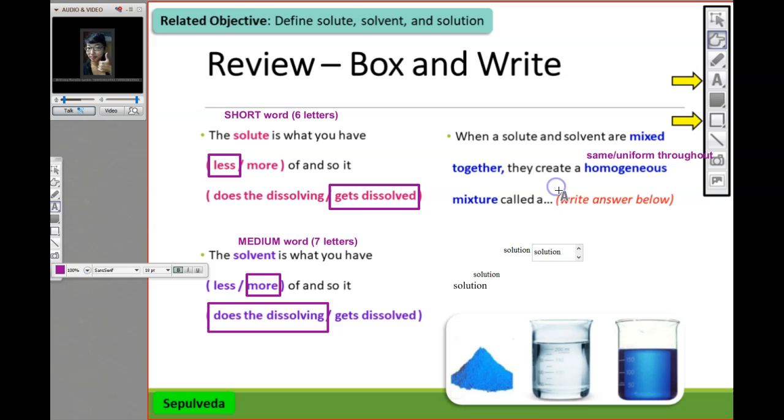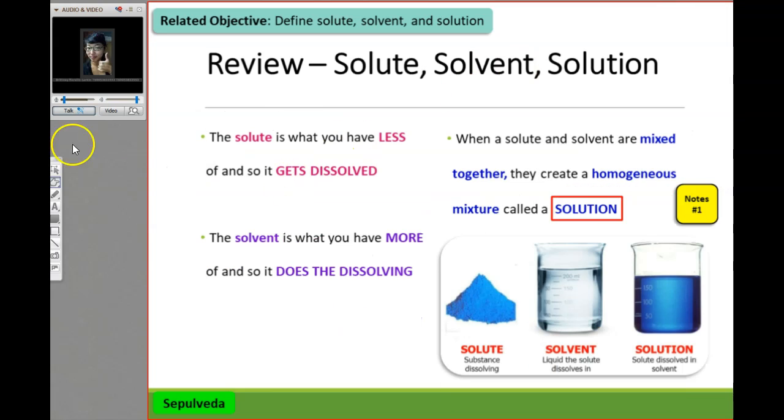This is going to be called a solution. Remember, solution is 8 letters long. So it's the overall mixture. Overall mixture. Thank you, Melanie. Thank you, Natalie. Great job, everybody. Excellent. All right, so that's our review right there.